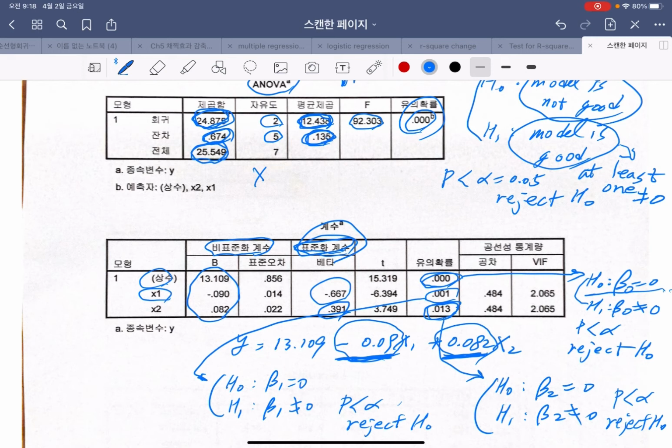In this case, if you take the absolute value, this one is 0.667 and this one is 0.391. So you can say that x1 has a stronger relationship with the dependent variable. So by comparing these standardized coefficients, you can check the strengths of the relationship, right?